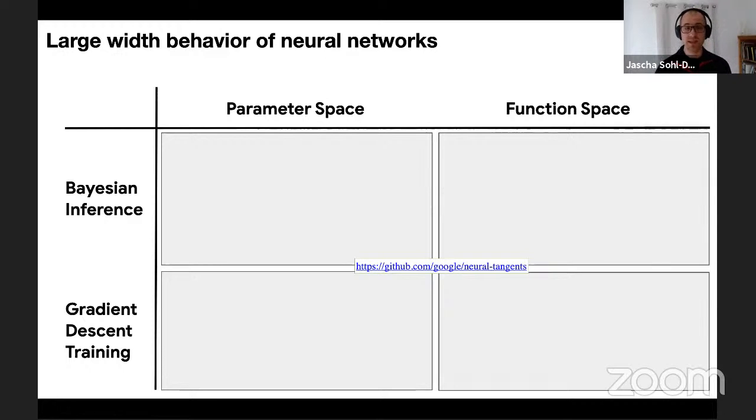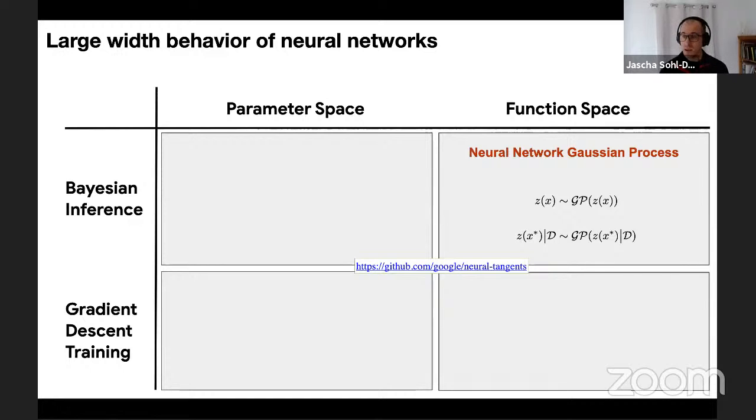To start with, let's examine the distribution over functions induced by infinitely wide neural networks. Not to spoil the punchline, but we're going to find that infinitely wide neural networks of most common architectures are equivalent to Gaussian processes.